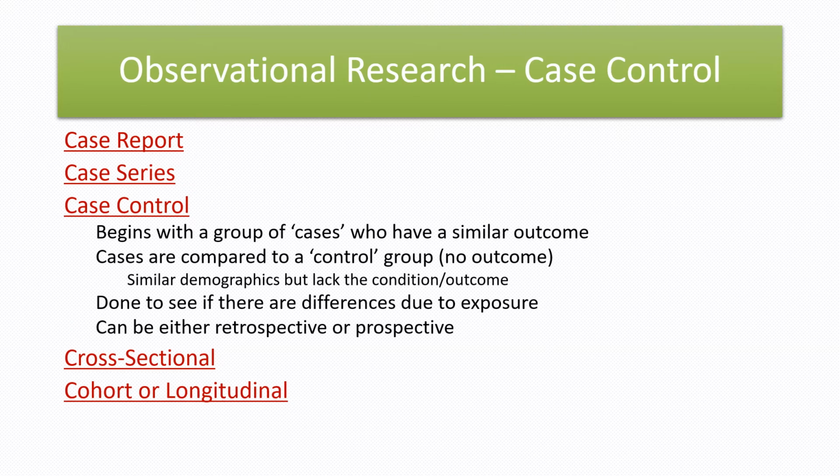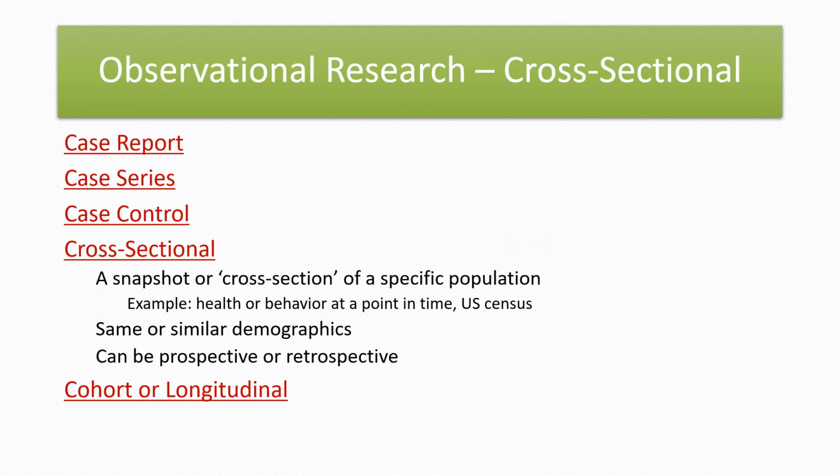The third type of observational research is a case control. So we begin with a group of cases who have a similar outcome. These cases are compared to a control group, but they don't have the outcome, right? So that's our control group. They all have similar demographics, but this group lacks the condition or the outcome. These are done to see if there are differences due to exposure. And again, these can be either retrospective or prospective.